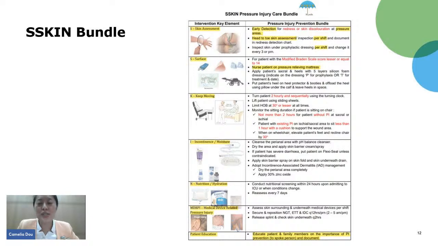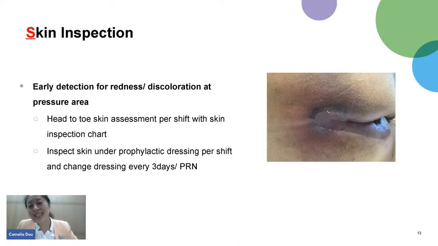The first one I'll be looking at is skin inspection. Every patient who comes to us needs a thorough skin assessment from head to toe. This is our basic baseline. We need early detection of any redness and discoloration at the pressure points. You see this picture here, you can see some dark maroon colored skin, even some redness present at the coccyx region.